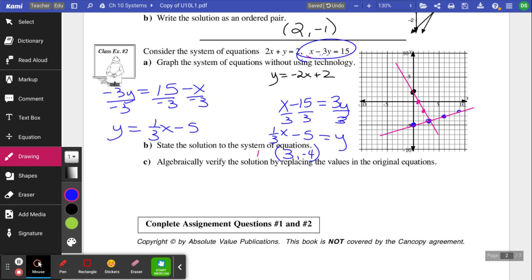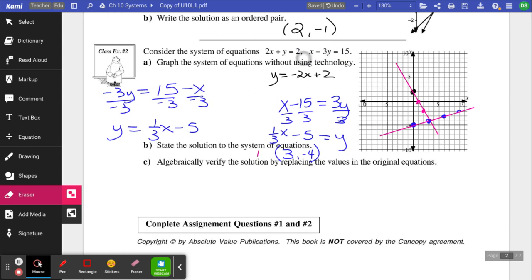Okay, now here's where most kids don't like this part. It says verify it, check it. To check it, you say it very clearly and don't mess up. This is worth points. To check, you must put your answer, your solution, your x and your y, your coordinates, back into both equations and see if they work. If a line goes through the point, plug it in. We have to make sure that those lines go through that point algebraically.